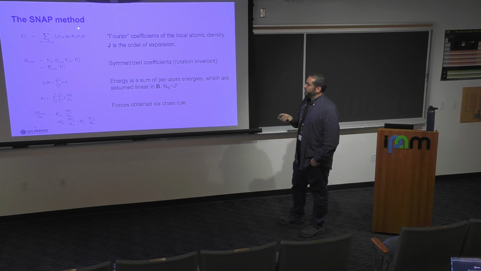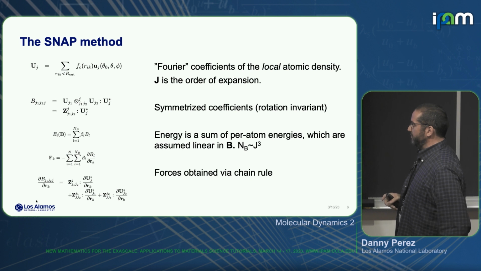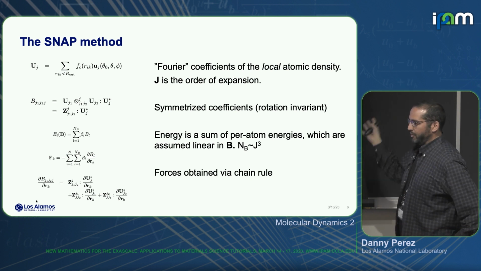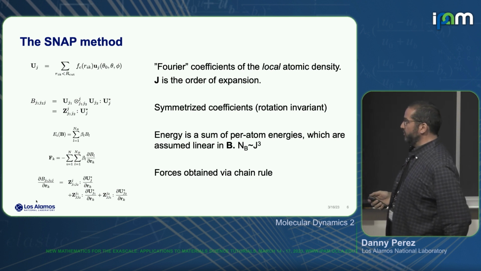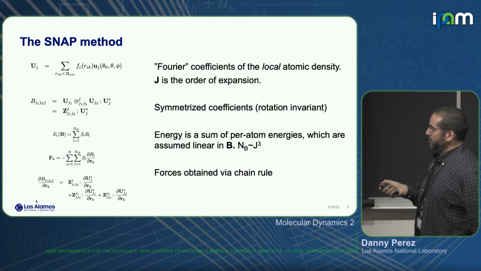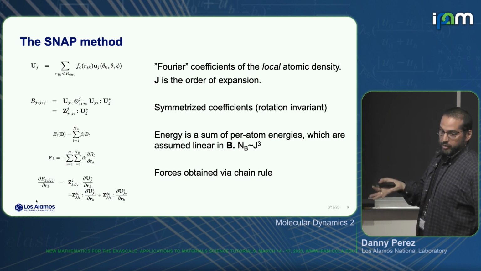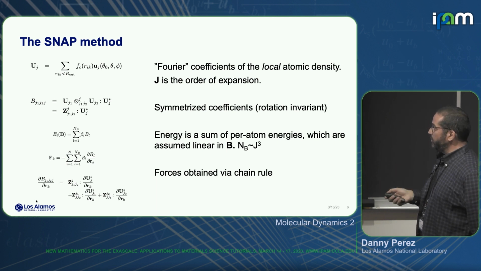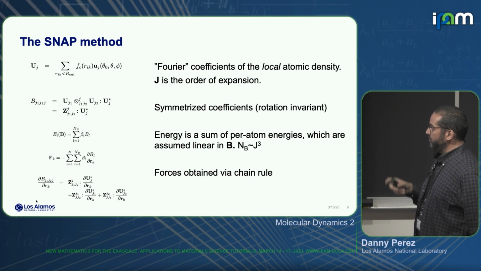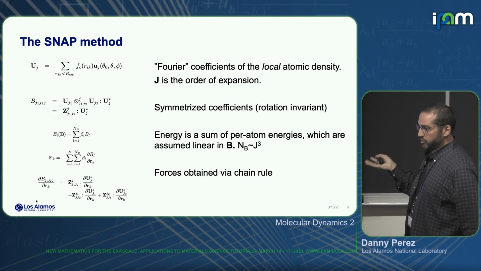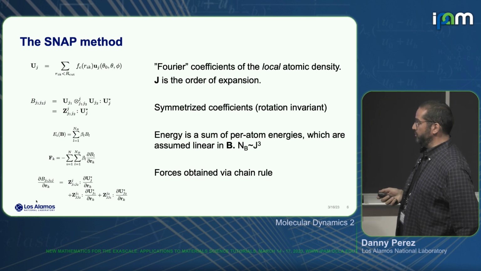So in the SNAP method, what you do is you look at one atom and you expand the atomic density around it in some kind of Fourier basis, in quotes. So think spherical harmonics with some radial basis. And that gives you a vector that describes the local environment around an atom. But the problem with this is that it's not invariant to rotation, for example, which a real Hamiltonian should be.